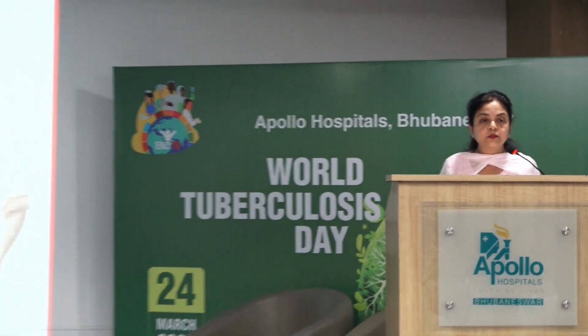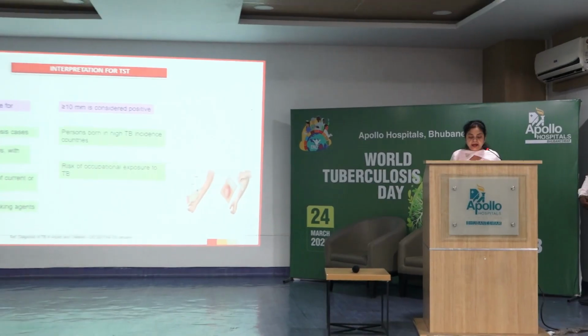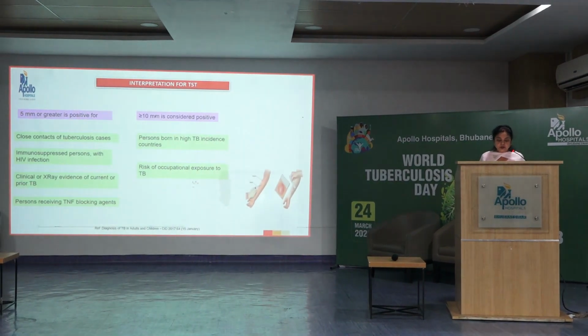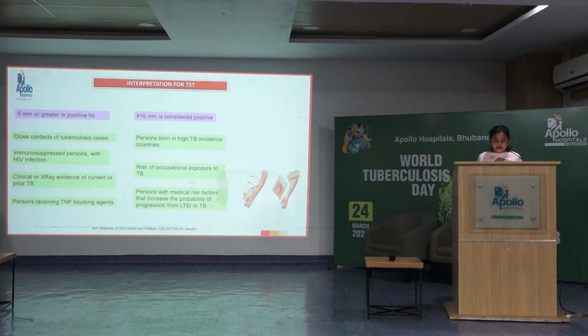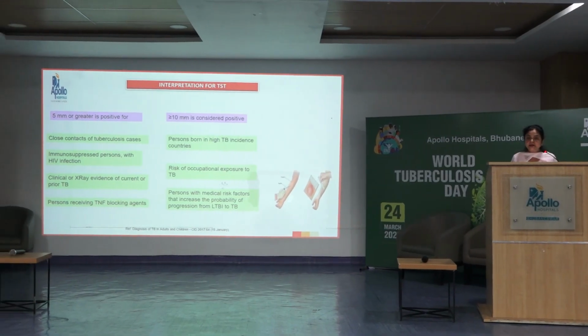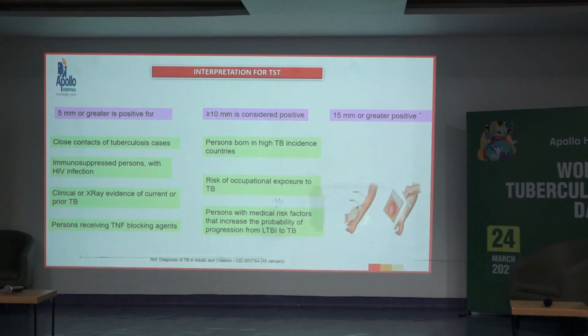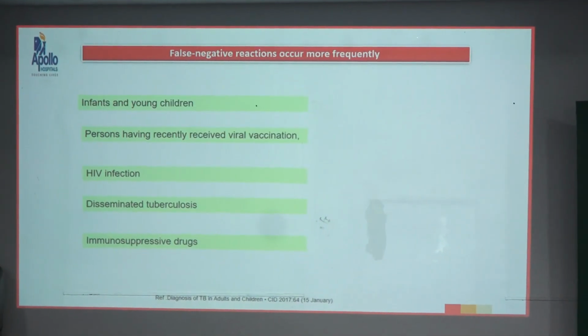Now, interpretation: 5 millimeter is significant for close contacts of tuberculosis, immunosuppressed patients, those with clinical and chest X-ray evidence of current or prior TB, and persons receiving TNF blocking agents. More than 10 is significant for persons born in high TB incidence countries, that is more than 20 per lakh population, patients who have occupational exposure to tuberculosis, and patients with medical risk factors that increase the probability of progression. Fifteen millimeter or more for others.